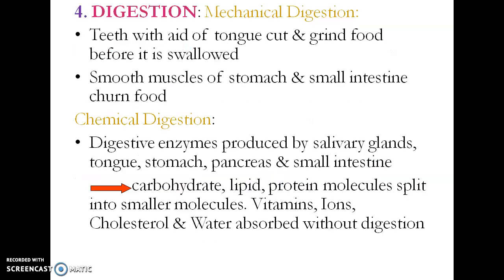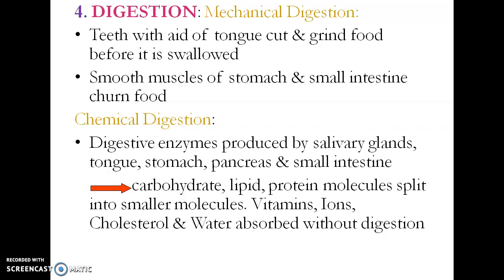The next process is digestion. Digestion is in 2 forms, mechanical digestion and chemical digestion. Mechanical digestion: teeth with the aid of the tongue cut and grind the food before it is swallowed. The large particles are converted into small particles. Another way, the smooth muscles of the stomach and small intestine churn the food.